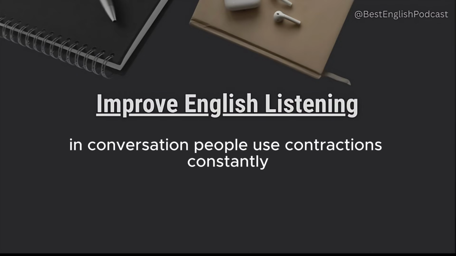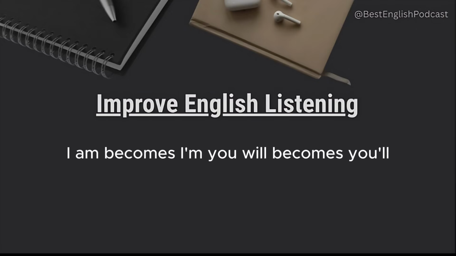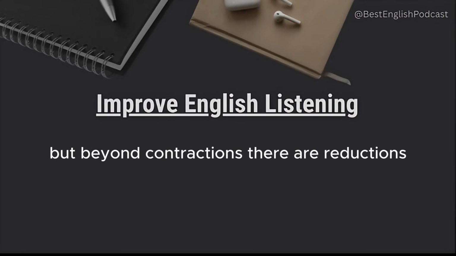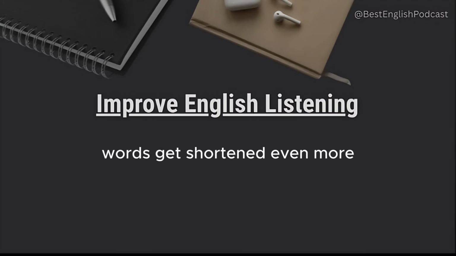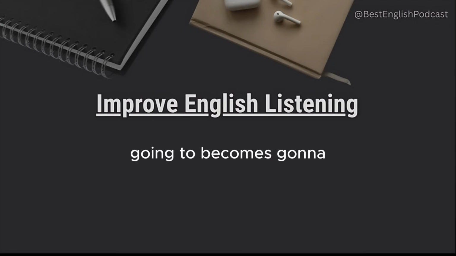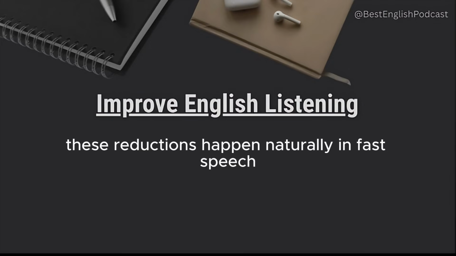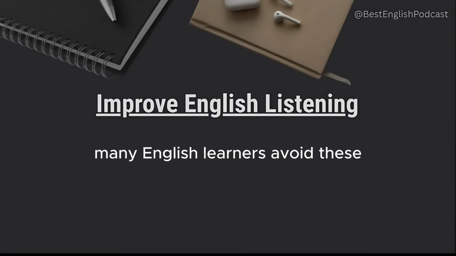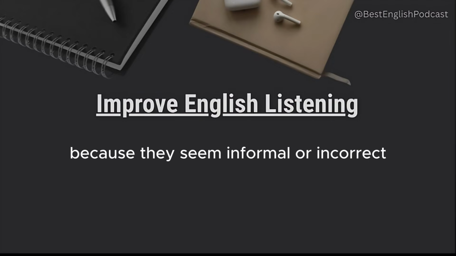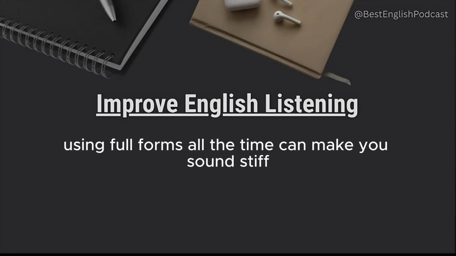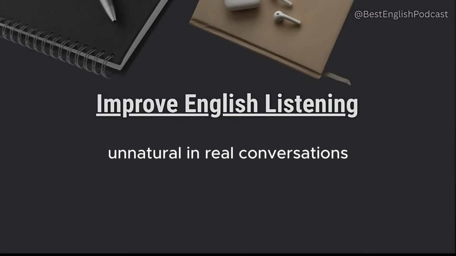In conversation, people use contractions constantly. I am becomes I'm. You will becomes you'll. They are becomes they're. This is basic. But beyond contractions, there are reductions. Words get shortened even more. Going to becomes gonna. Want to becomes wanna. Have to becomes hafta. These reductions happen naturally in fast speech. Many English learners avoid these because they seem informal or incorrect. But in conversation, they're normal. They're expected. Using full forms all the time can make you sound stiff, unnatural.